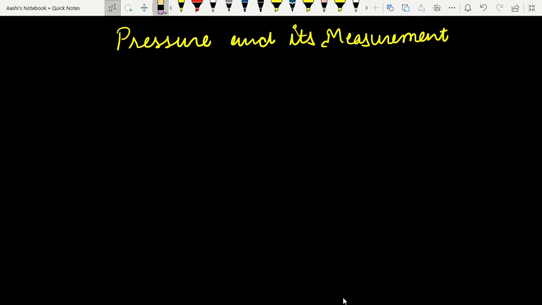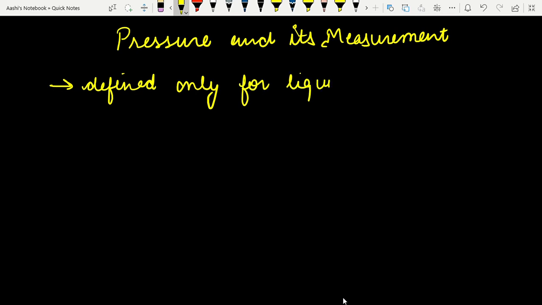So we're starting with pressure. Basically, the pressure term is defined only for liquids and gases but not for solids. So pressure, the first thing that you should know, is defined only for liquids and gases. Now, pressure is nothing but force per unit area. As you all already know, it is nothing but the intensity of the force on a particular area.